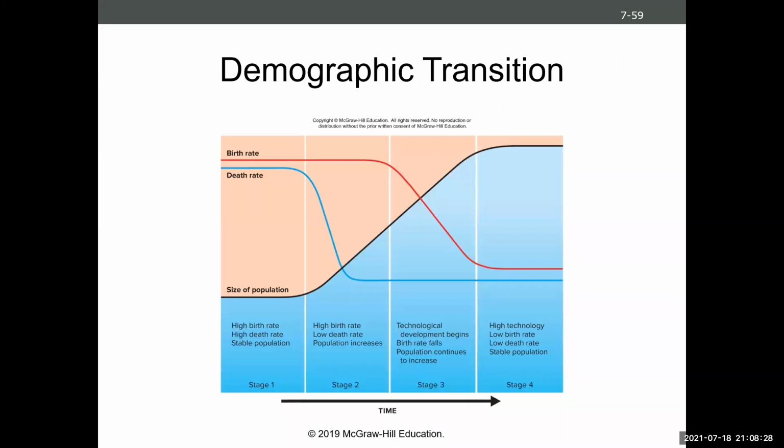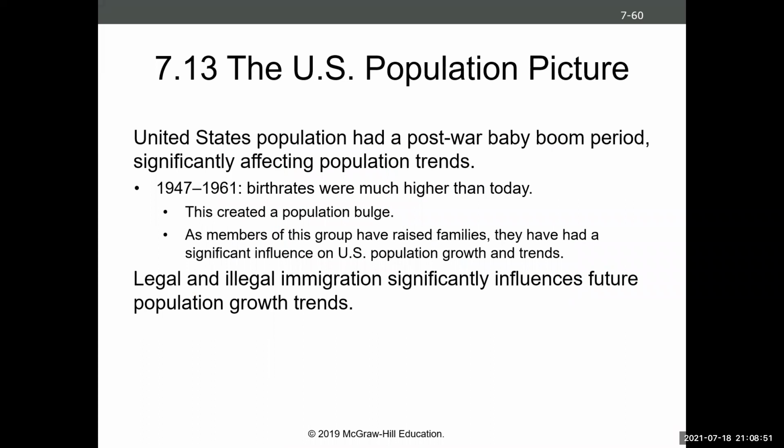And so, it's really hard to transition this idea to a country that is in a much different scenario than the country that this transition model was built in, right? To where you get this stable population size after that industrialization and that transition. And so looking at the US population picture, we had that baby boom period after the war. So 47 to 61, you have birth rates that were much, much higher than what they are today.